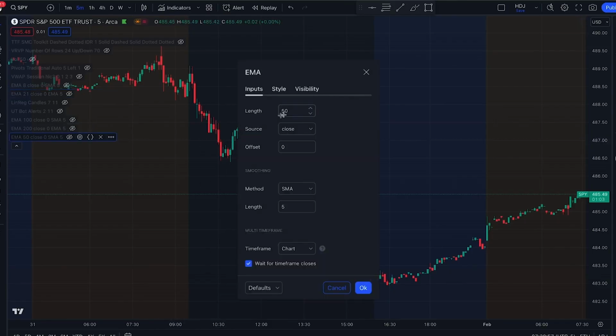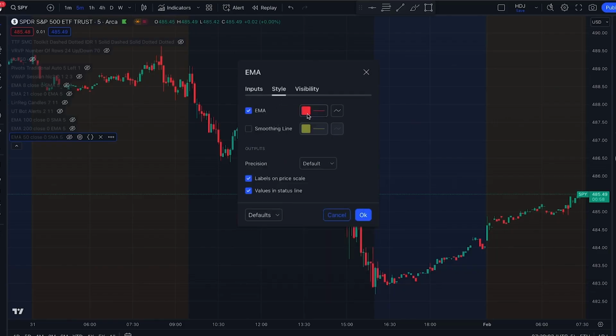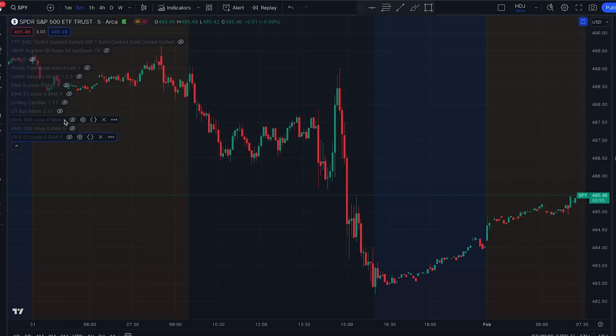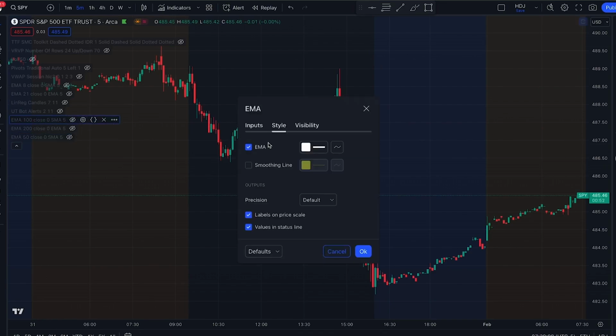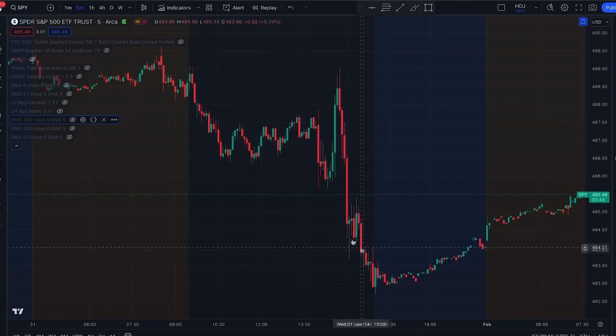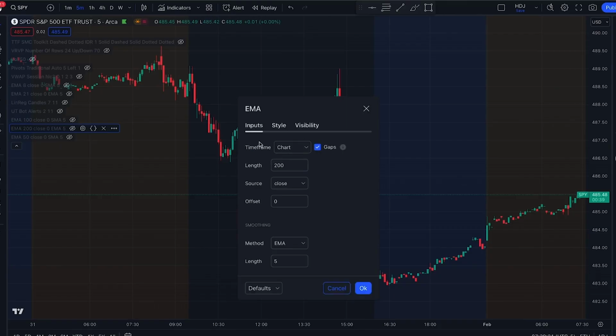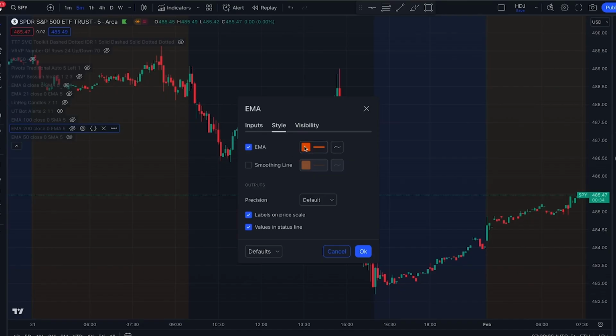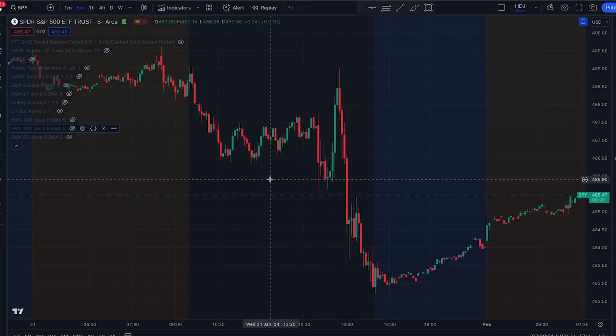Cog icon, length 50. Whatever color you want for your 50 moving average. 100: cog icon, length 100. Color whatever you want it to be. And then the last moving average will be your 200. Length 200. The color, whatever you want. And okay. So at this point, you should have 5 EMAs.